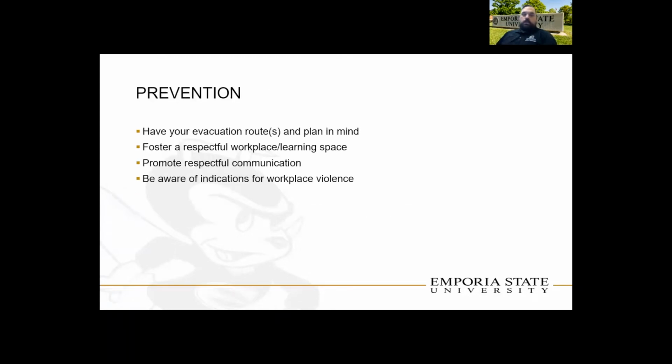Prevention. Have your evacuation routes planned out in your mind, as we already discussed. Foster a workplace learning space of respect. Promote respectful communication. Those two are big. It's the golden rule: treat others the way you want to be treated. I can't advise enough to treat others with respect. And then be aware of your indications for workplace violence. Some of these signs, according to the U.S. Department of Labor, are unshakable depression, continual excuses or blame, increase of alcohol or drug abuse, poor health and hygiene, unusual or changed behaviors, concentration problems, attendance problems, decreased productivity, and inconsistent work patterns.